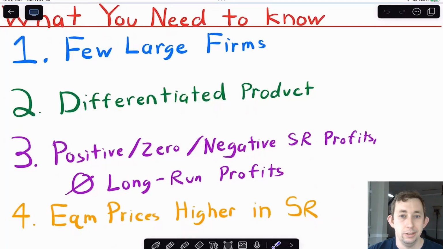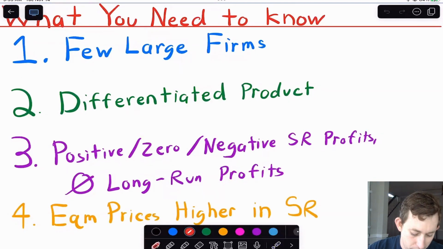So here's what you need to know about a monopolistically competitive market and monopolistic competition in terms of what the firms look like. So you're going to have a few large firms. You're going to have a slightly differentiated product. In the short run, you could have positive, zero, or negative profit, but you're going to have a zero profit in the long run. And your equilibrium prices are going to be higher in the short run because you're most likely going to have some positive profit in the short run. And if you've got some positive profit, that means you got higher prices.